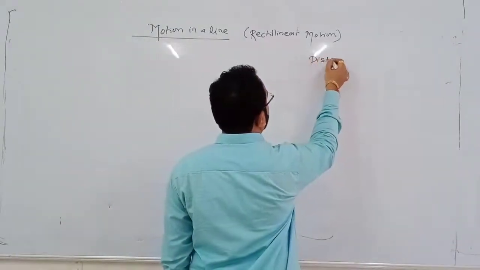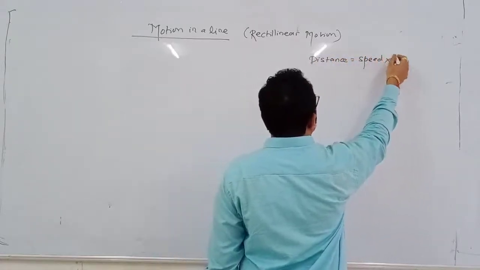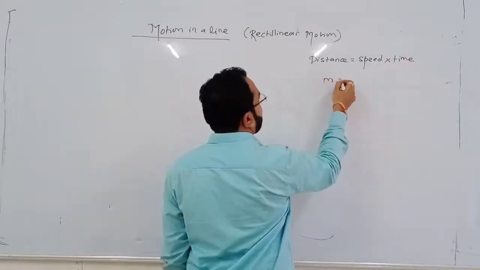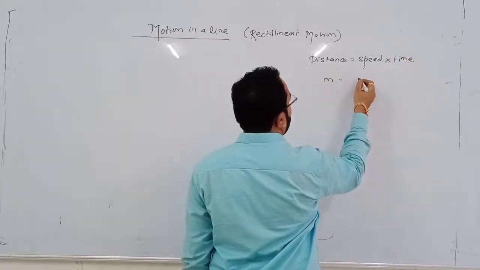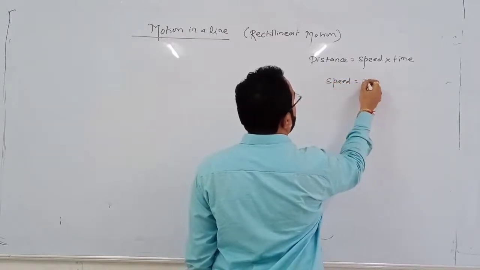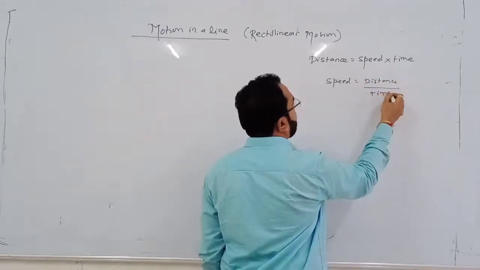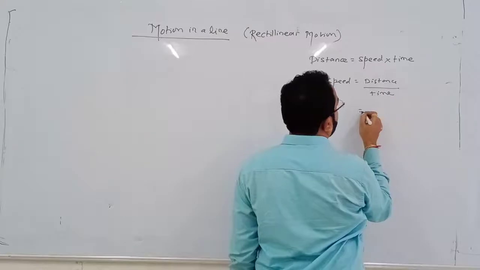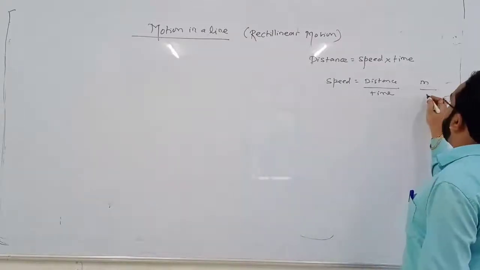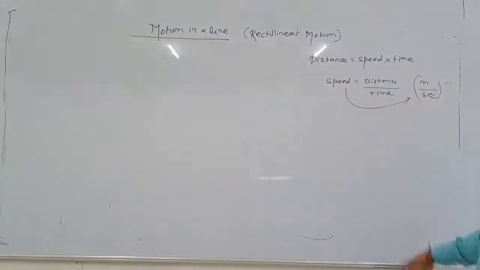Distance is equal to speed into time. Distance unit is meter. Speed, if you are going to find, so what is speed? Speed is equal to distance upon time. What is the unit of distance? Meter. What is the unit of time? Second. Hence the unit of speed is meter per second.